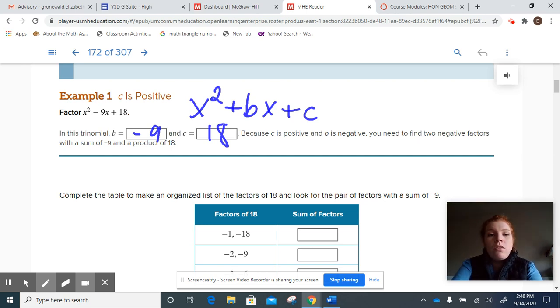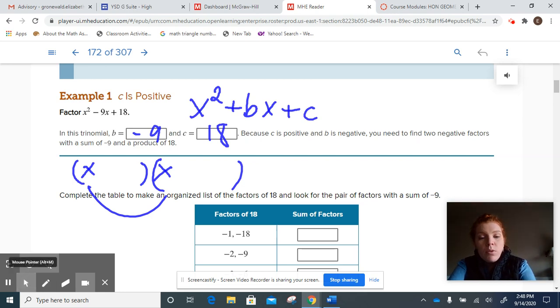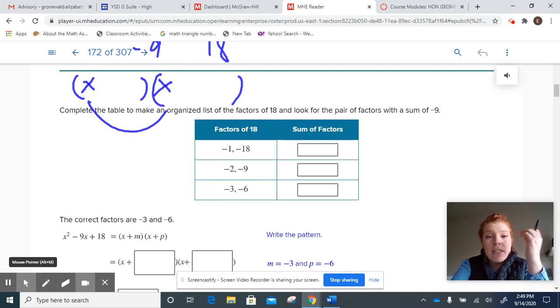So what you're trying to do here is set up two parentheses. To make the x squared, an x would go here and here. That's the first part of FOIL. I'm trying to find two numbers that multiply to a positive 18 and also add to a -9. In the table below, they have factors of 18 with the sum of 9.